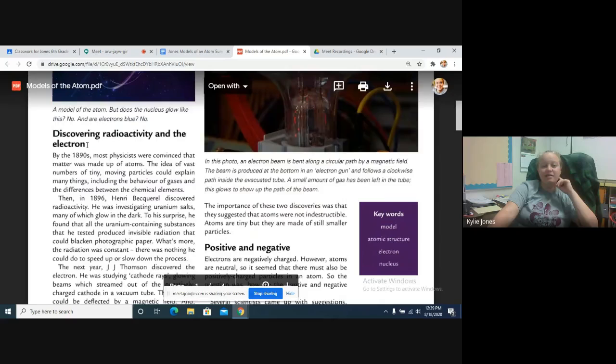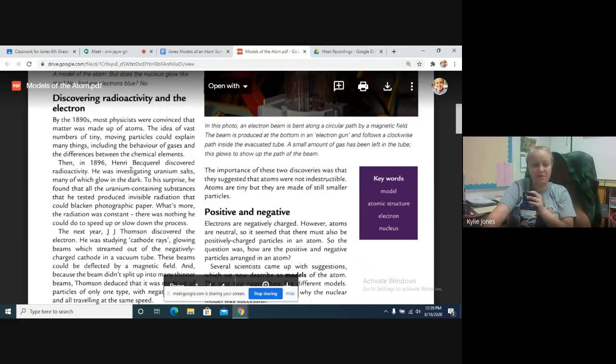In the 1890s, most physicists were convinced that matter was made up of atoms. The idea of vast numbers of tiny moving particles could explain many things, including the behavior of gases and differences between chemical elements. Then, in 1896, Henry Becquerel discovered radioactivity.